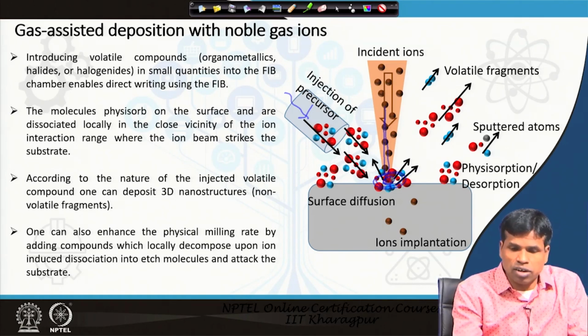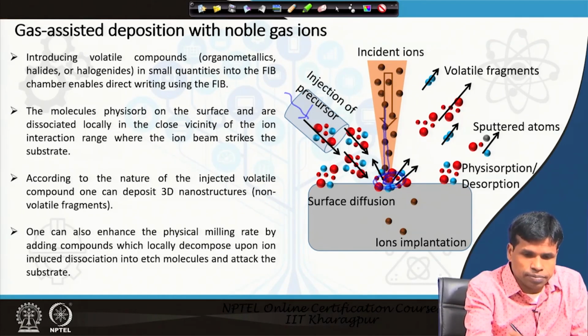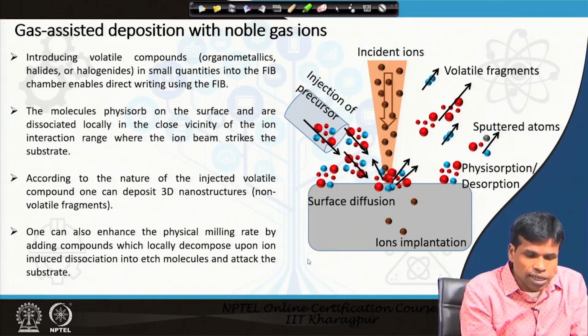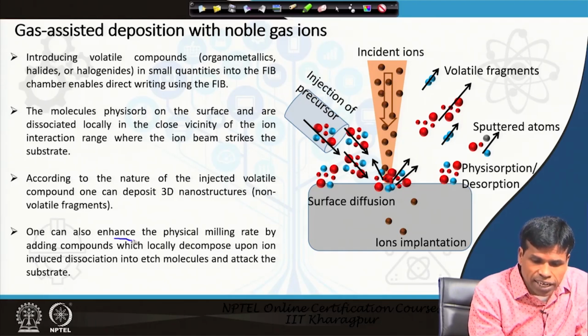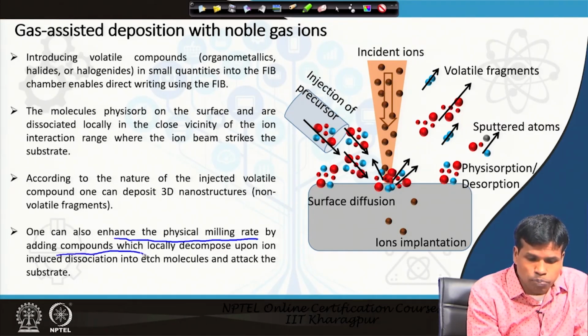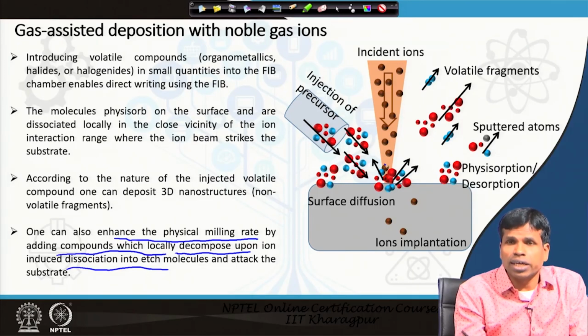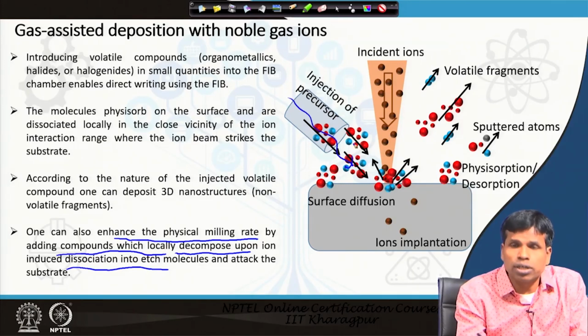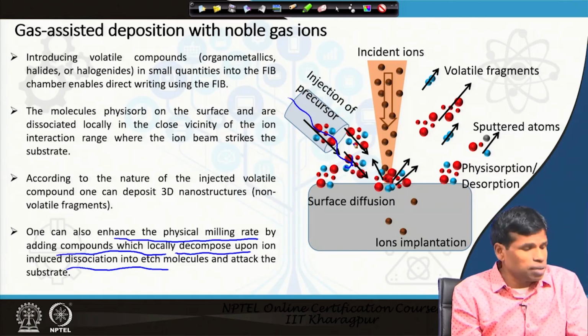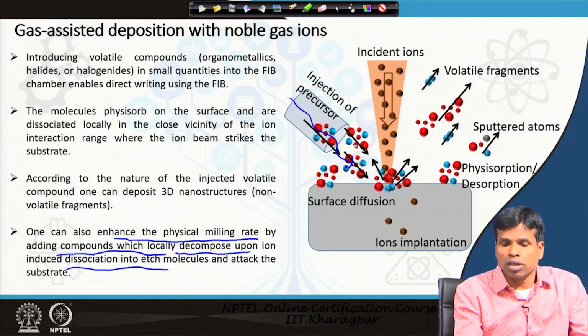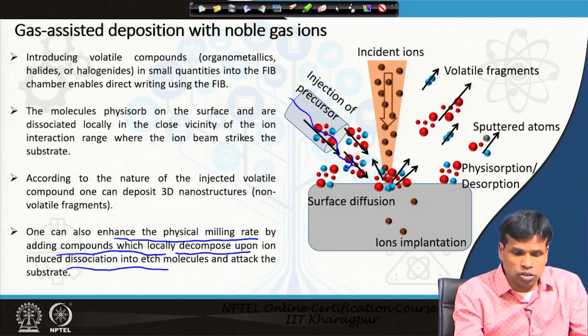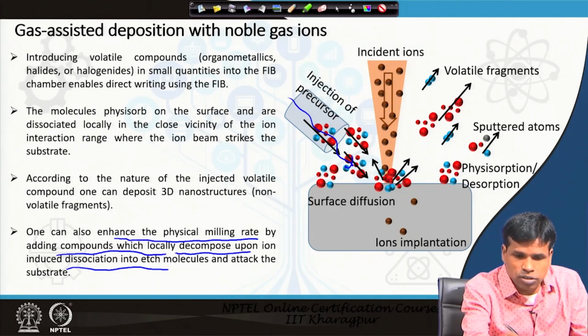So, accordingly, one can create 3D structures by selectively depositing in the region of interest and locally doing the dissociation and decomposition inside the microscope chamber. It can also enhance the physical milling rate by adding compounds which locally decompose upon ion-induced dissociation. We can also increase the milling rate by allowing reactive gases that we have seen before, like oxygen radicals. We can pass them in, and in the presence of ion beams we can also do milling or etching.